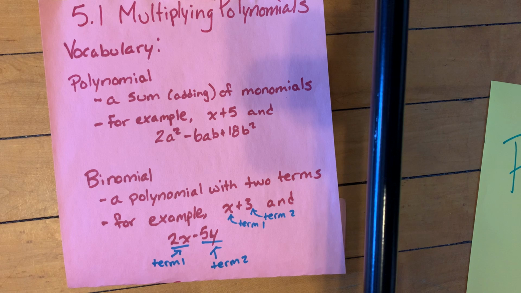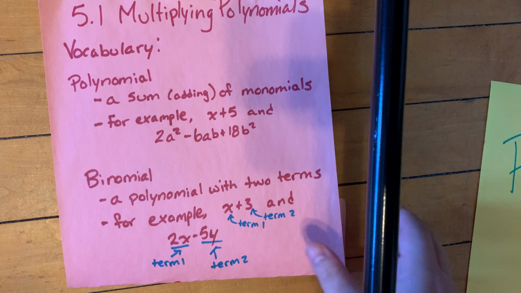A binomial is a polynomial with two terms. For example, x plus 3, where x is term 1 and 3 is term 2, and 2x take away 5y, where term 1 is 2x and term 2 is 5y.